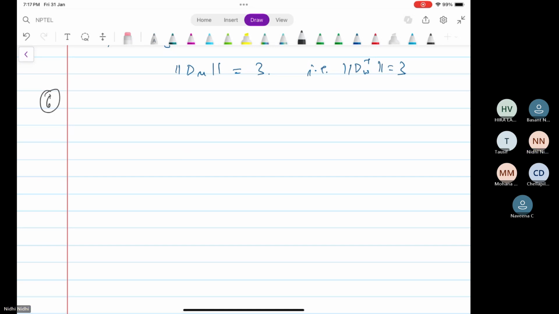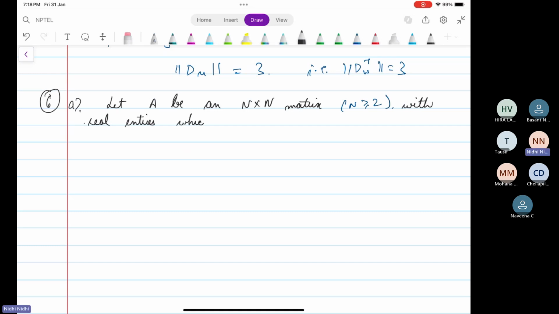Question number 6, part A. Let A be an n cross n matrix with n greater than or equal to 2 and with real entries, which defines a linear transformation A from L2n to L2n. L2n is again Rn with L2 norm.